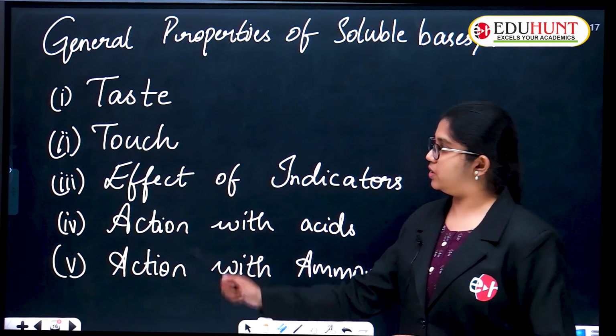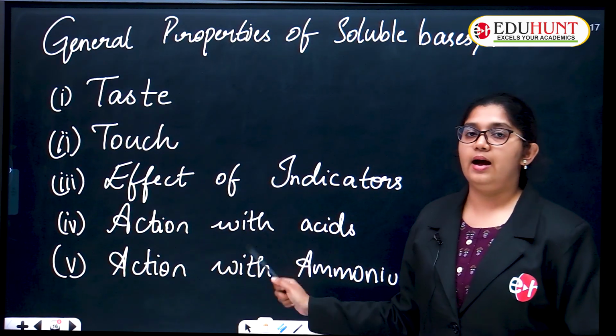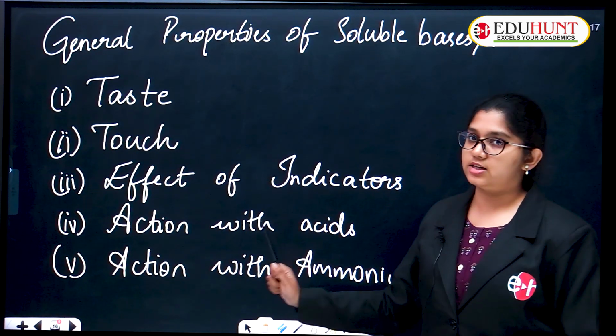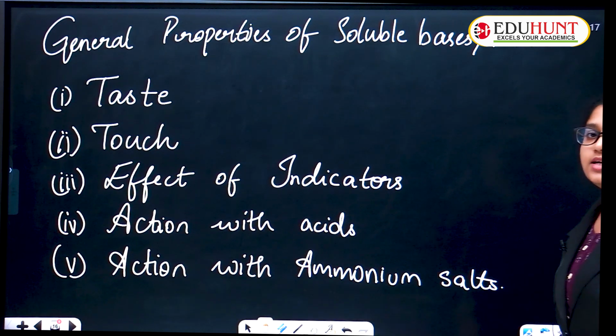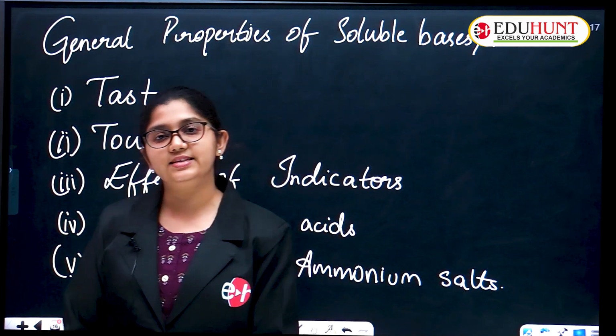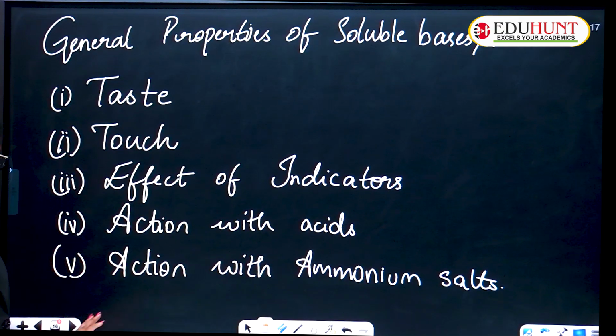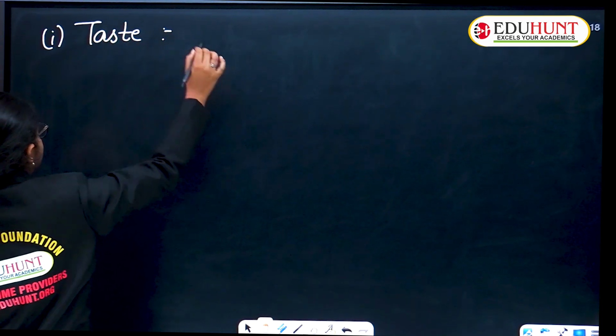Namely, what is the first one? About taste, about touch, about effect of indicators, about action with acids, and about action with ammonium salts. So, these 5 are the general properties of soluble bases or alkalis. First, we will discuss the taste of a soluble base or an alkali.